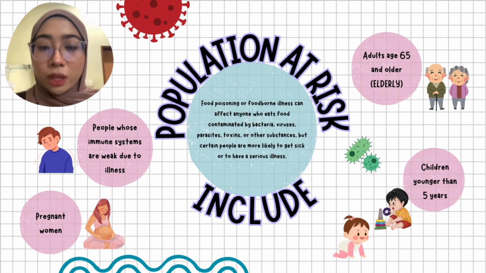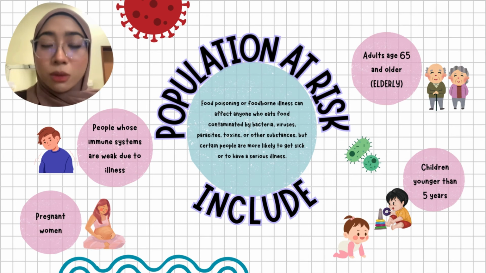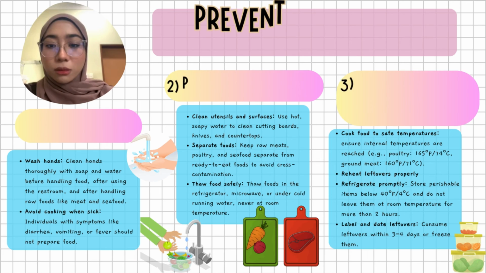Hi, I'm AFINI. My matrix number is A200439. Everyone can be affected by foodborne disease. However, there are some groups of people who are most likely to develop more severe symptoms from the infection, and they are adults aged 65 or older, children less than 5 years old, people whose immune systems are already weak, and pregnant women.